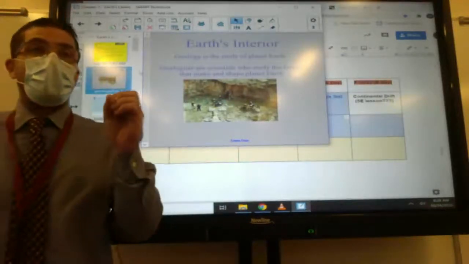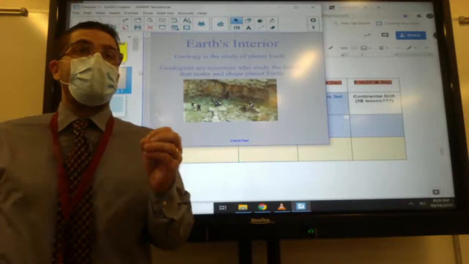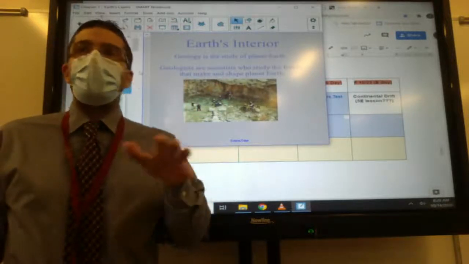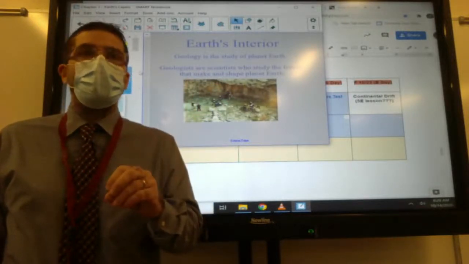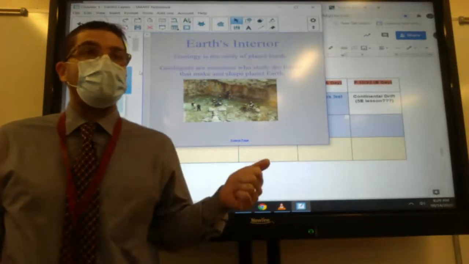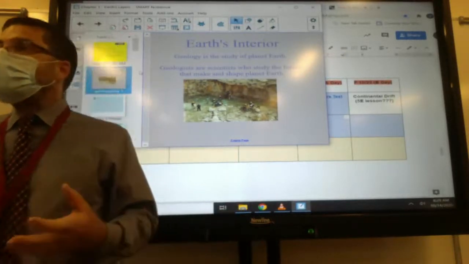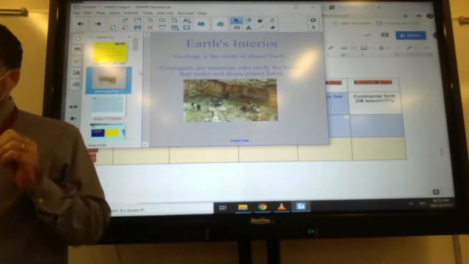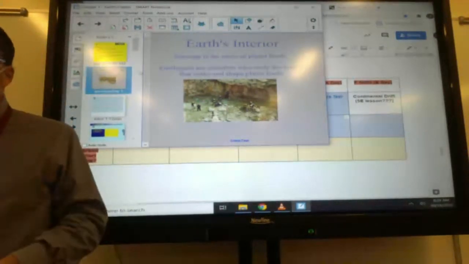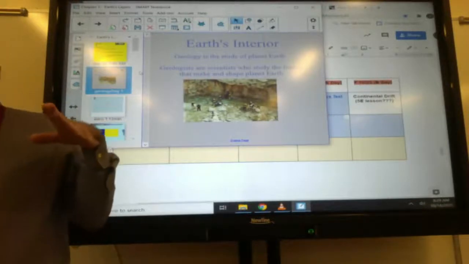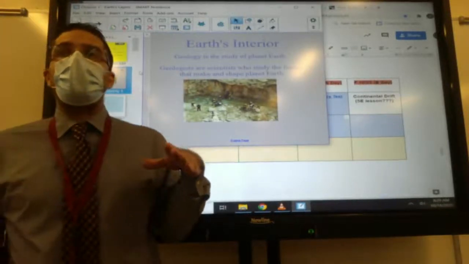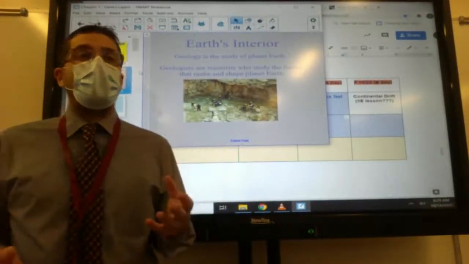And the waves that are produced by an explosion are called seismic waves. Has anybody ever heard of that term, seismic waves, before? Earthquakes. Earthquakes produce seismic waves, all right? So they use those seismic waves. They use radar. They send the seismic waves down. Depending on how long it takes for the seismic waves to come back, they're able to determine how deep that layer is.